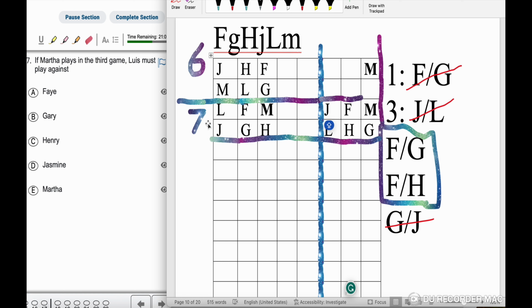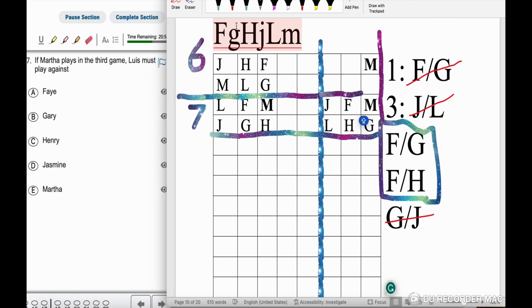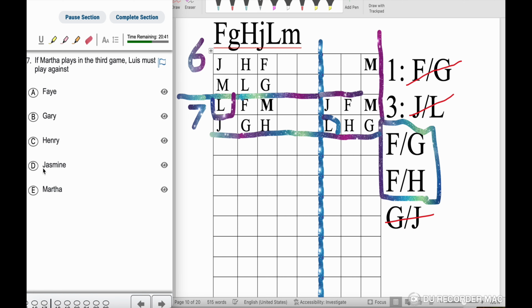Louis must play against, well, we have it right now that Louis, and if you guys don't see it right now, I'm going to go ahead and circle it for you. Louis is in game 1 playing against Jasmine. So since Louis is playing Jasmine, the only answer choice is going to be J. So go ahead and choose it. Answer D, Jasmine.